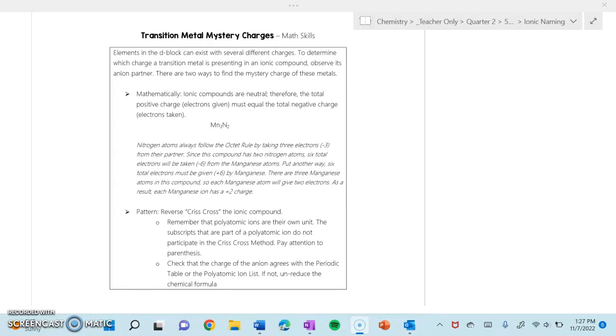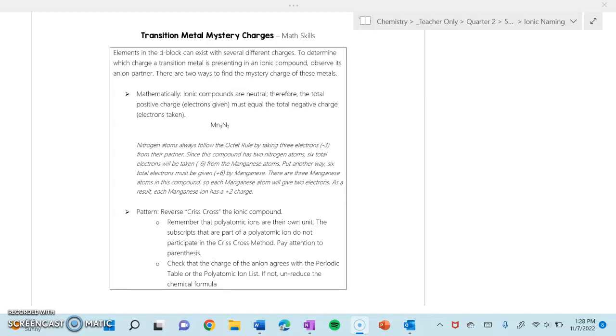So on Monday we talked about transition metals and how they can have different charges. So today we are going to really focus in on how to figure out what charge a transition metal is representing within a compound. And we are going to use kind of that reverse crisscross method quite a bit to help us figure it out.